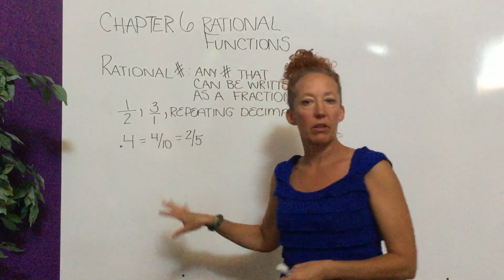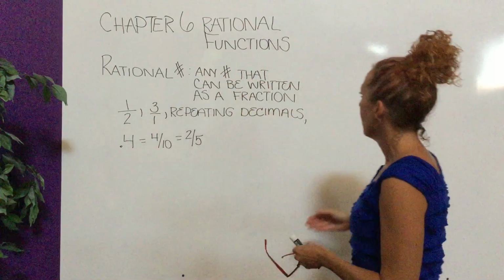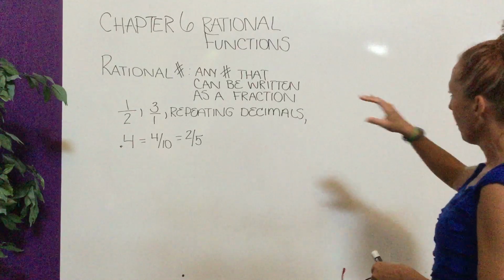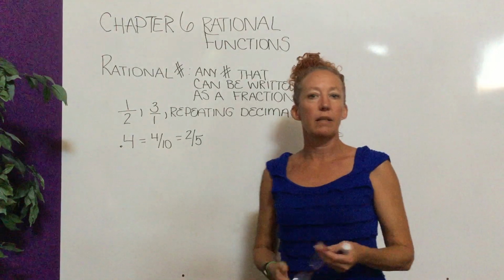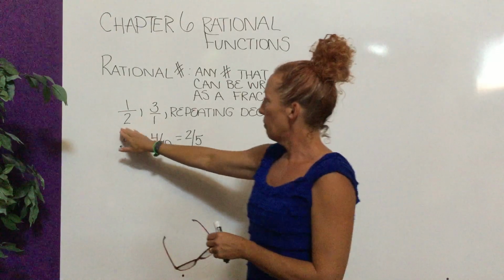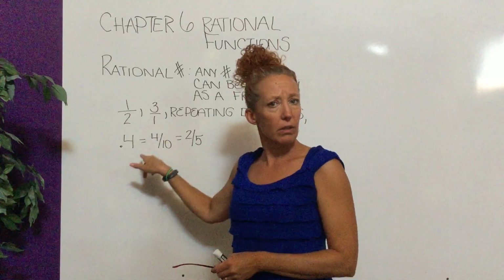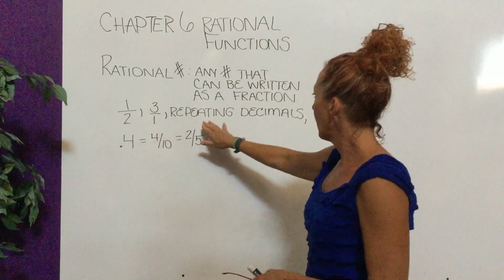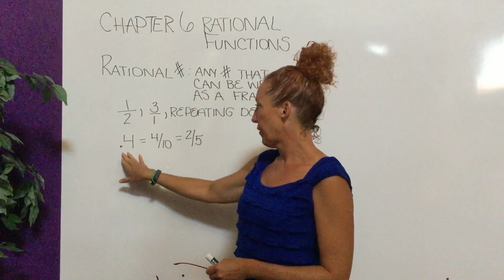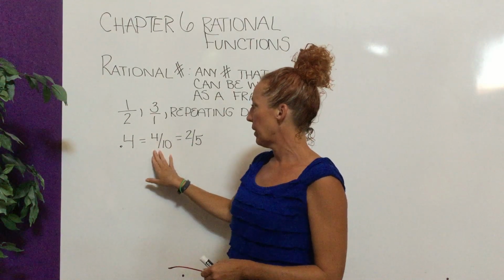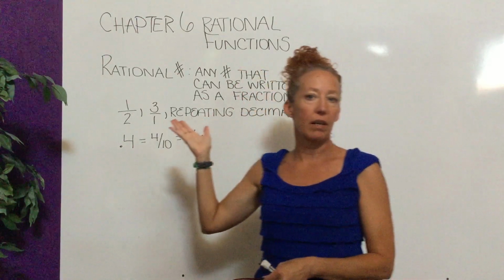So I wrote up here just a definition to refresh your memory of what a rational number is, to give you a better idea. A rational number is any number that can be written as a fraction. So any fraction obviously will do. Integers would do, because you can always put those over 1. Any repeating decimal, decimals that end, so for instance, 0.4 can be written as 4/10, which would reduce down to 2/5, which is clearly a fraction.